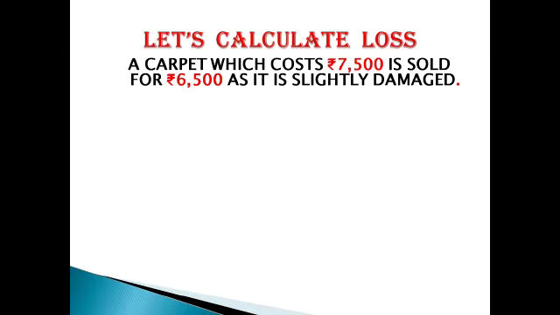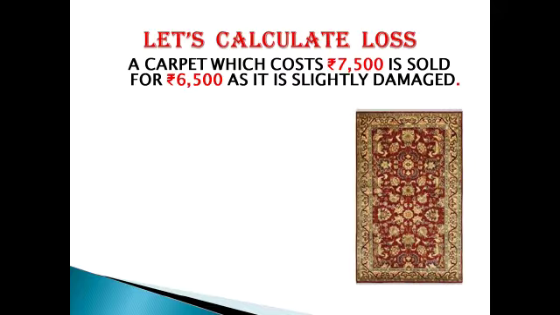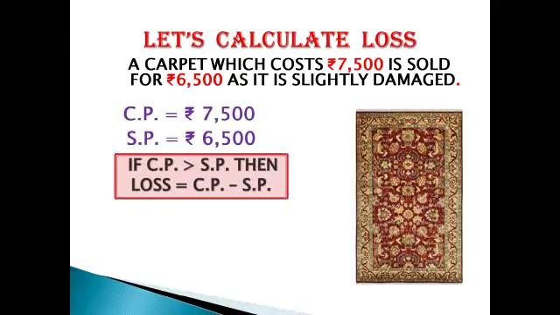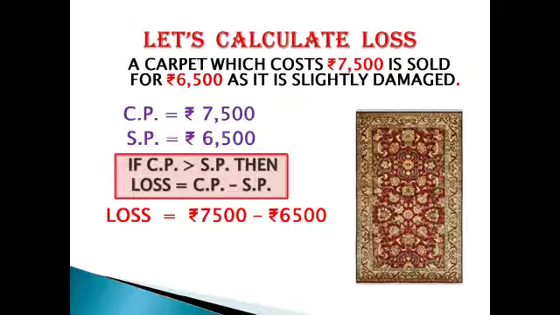Let's calculate loss. As you all know, the cost price of this carpet is 7,500 rupees and selling price of this carpet is 6,500 rupees. And we also know that the cost price is more than selling price. So here we have loss. Using the formula, we are subtracting 6,500 from 7,500. So we get a loss of 1,000 rupees.